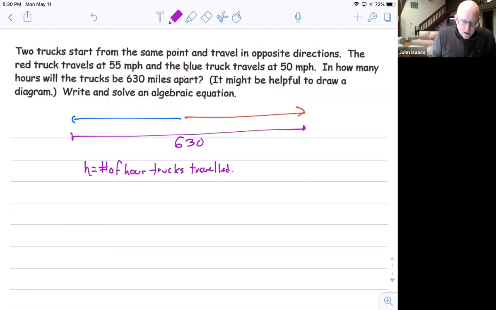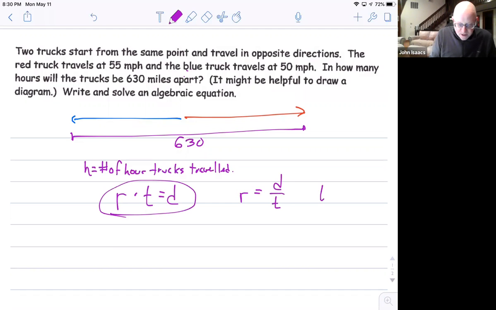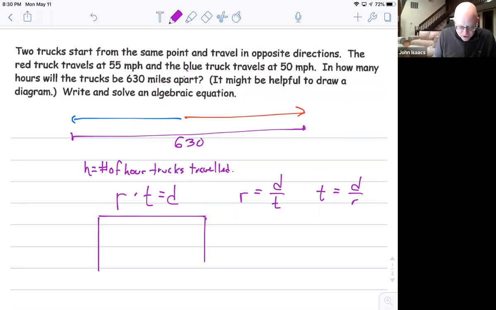So R times T equals D is an important equation, right? Now, algebraically, it also means that R equals D divided by T. And it also means that T equals D divided by R, okay? But R times T equals D is a very, very important equation. So let me actually erase the circle here. I'm going to make our chart right here. So a rate times time equals distance chart.